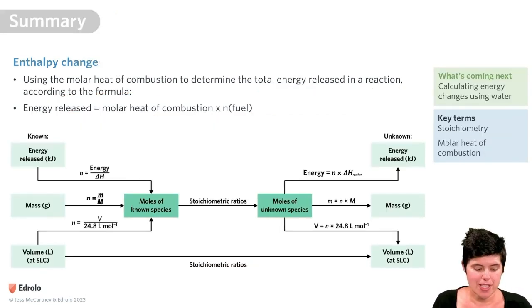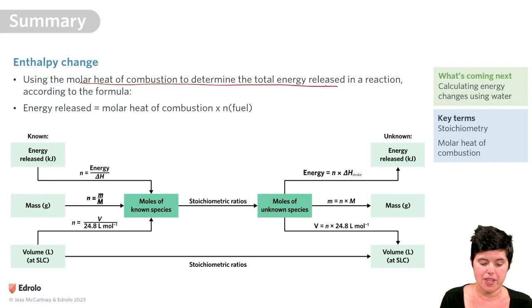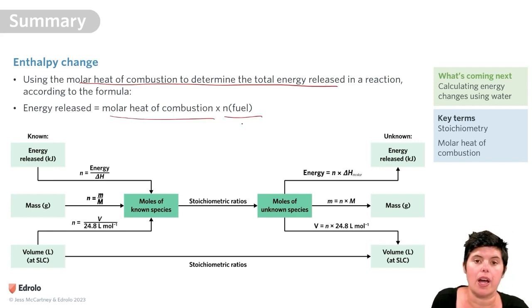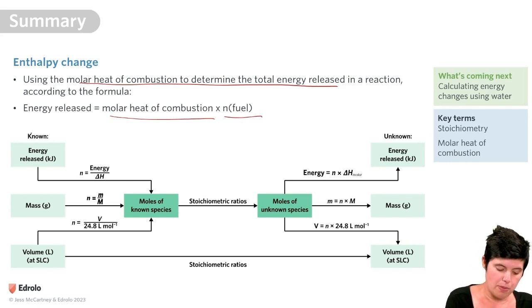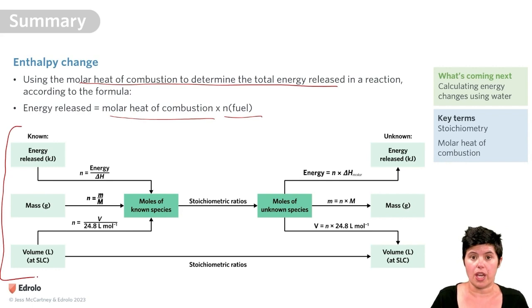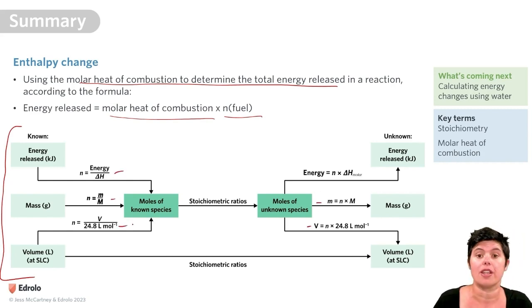So in summary, when we're looking at enthalpy change, we are using the molar heat of combustion to determine the total amount of energy. Now we're using the formula, the molar heat of combustion times by the mole of fuel. Remember to continue to use this flow chart to be able to work out which way you need to go when you're using those stoichiometric calculations, using the formulas as you need depending on the information that you've been given in the question.